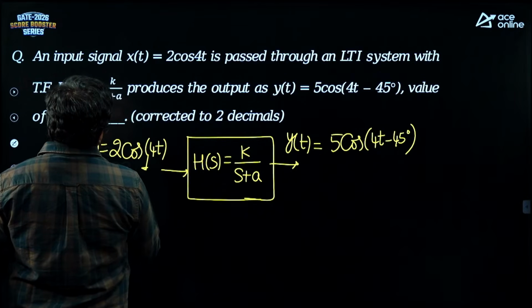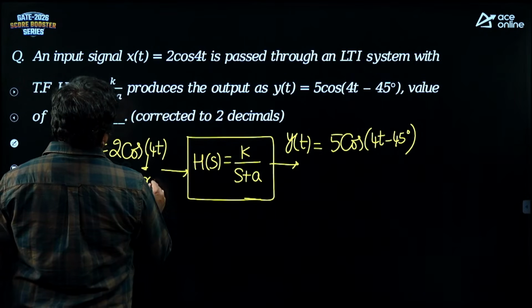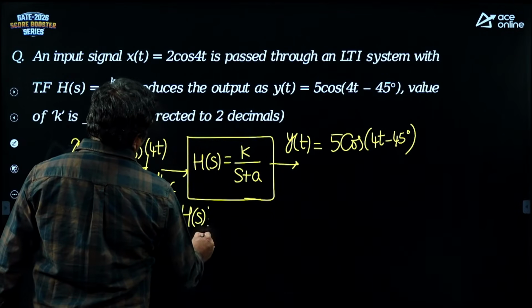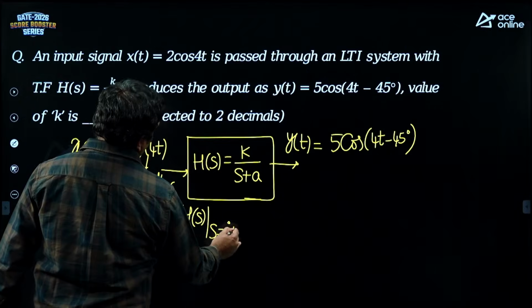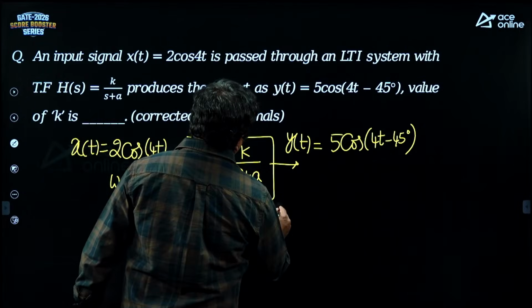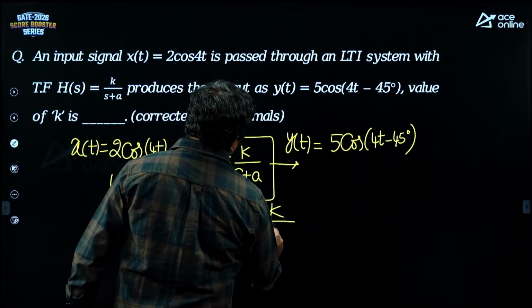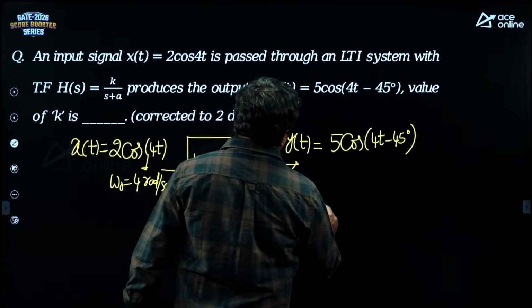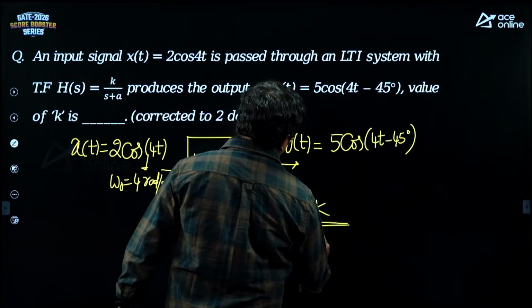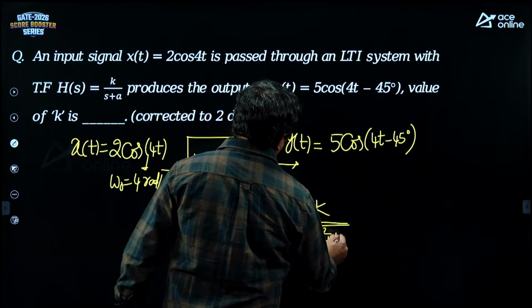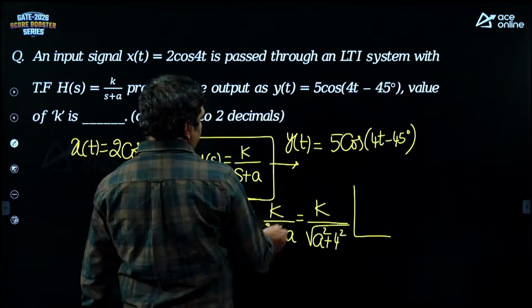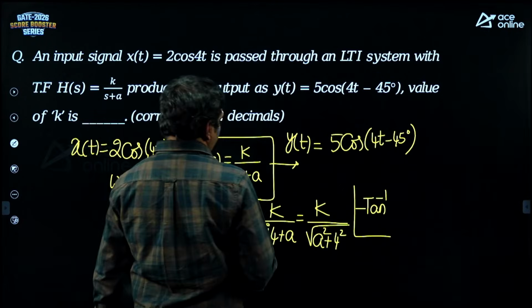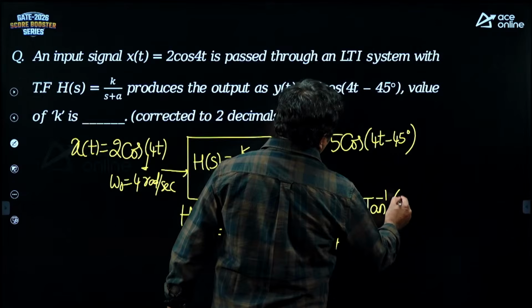Our input frequency is 4, so H of s at s equals j4, that is j omega naught. That is k by j4 plus a. So, magnitude of this term is k by root a square plus 4 square. Phase angle is minus tan inverse of 4 by a.